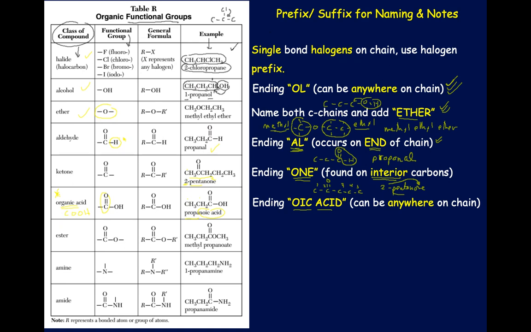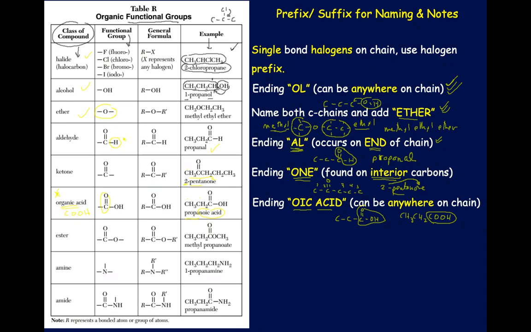The -oic acid can be anywhere on the chain. However, it's usually going to be at the end. Usually at the end of the chain is going to be a straight chain acid, but you could pop them off the middle of the chain if you branch it off. So a propanoic acid would be C, C, C, double bonded O, to OH, or you could think of this as CH3 CH2, and you could also have a COOH at the end. That COOH group is this on the end of the chain. So that would be -oic acid.